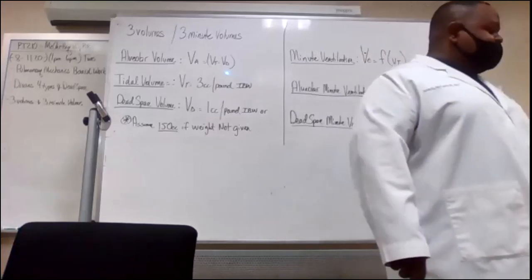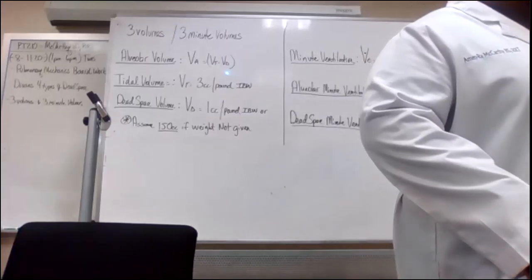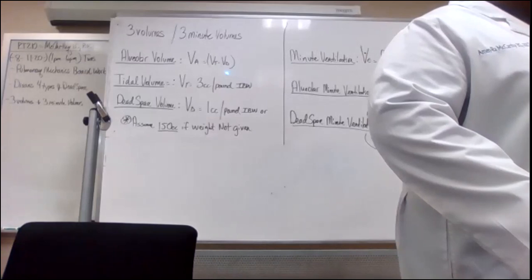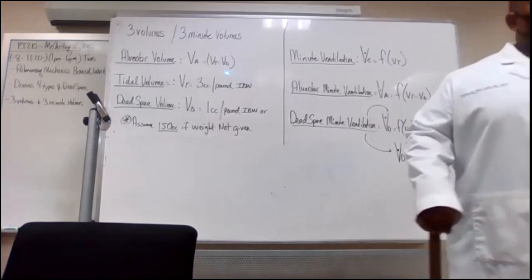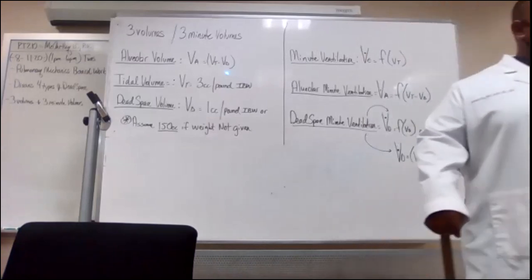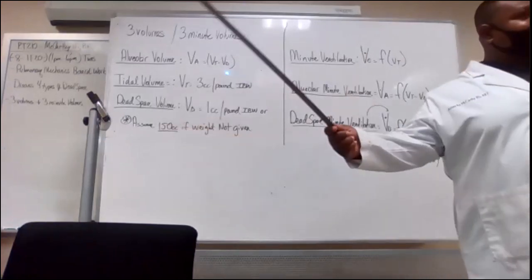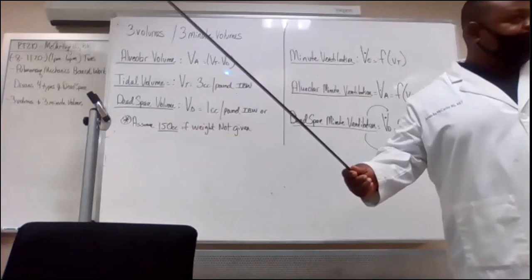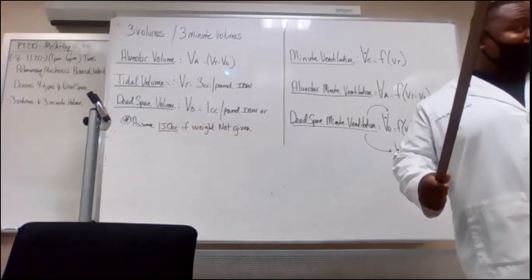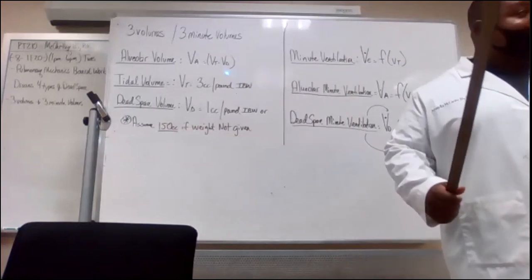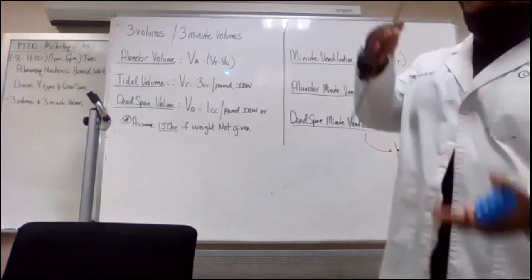So if Mr. Johnson is 500 pounds, that isn't his ideal body weight, right? So you would do 500 times 3. That's going to be a huge tidal volume, but we wouldn't give him that much tidal volume, all right? We would have to go by ideal body weight. How tall is he? Because we go by the length of the lungs.